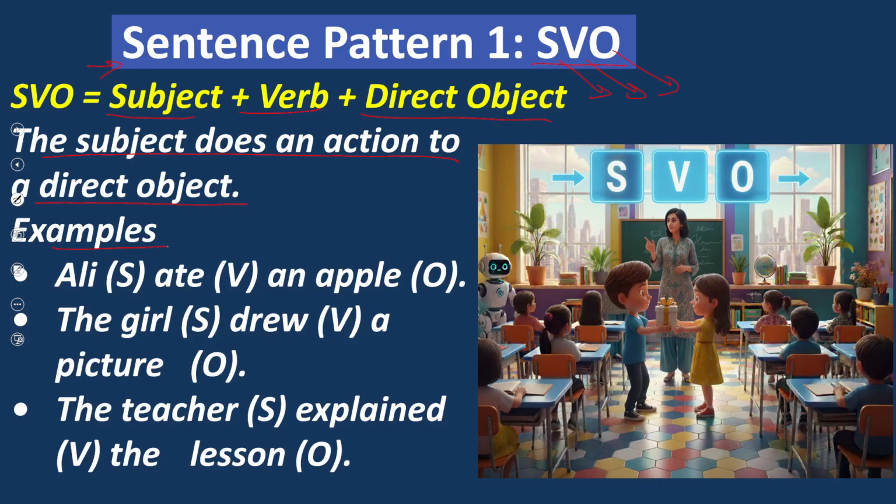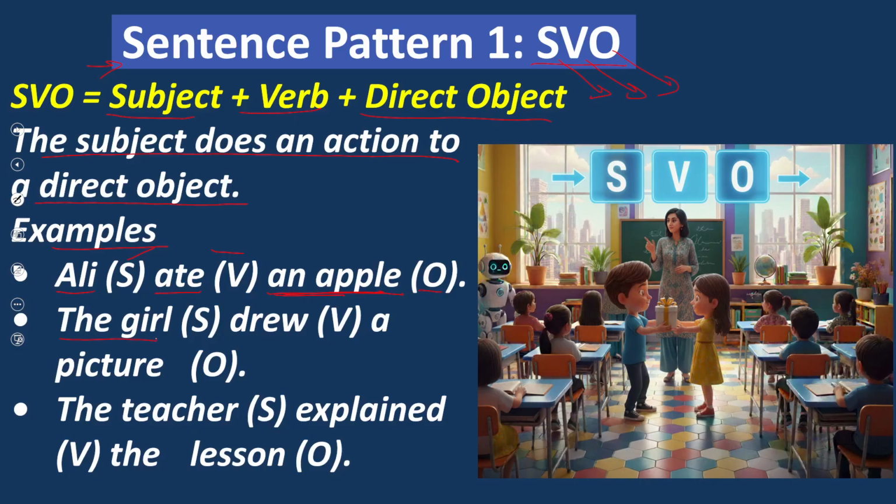Now, look at these examples. Ali, this is the subject, ate, this is the verb, and apple, this is the direct object. What did Ali eat? An apple. So, the direct action is transferring to an apple. That's why apple is the direct object.